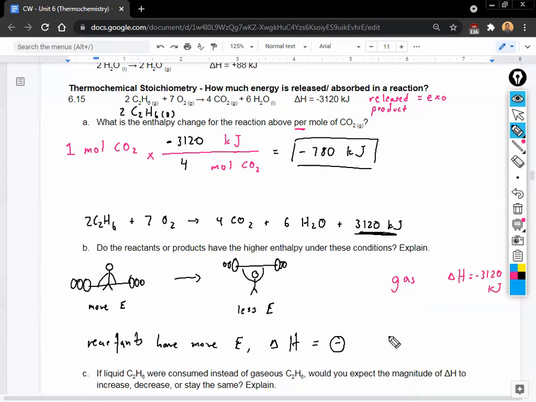If we use the liquid instead, what do you think will happen to the delta H? Will it get bigger, smaller, or will it stay the same? Okay, so this is kind of a weird problem, so I'll give you guys a minute to think about that. If we change this into a liquid, is the amount of energy that was released going to get bigger, smaller, or stay the same? Okay, so take a second to think about that.